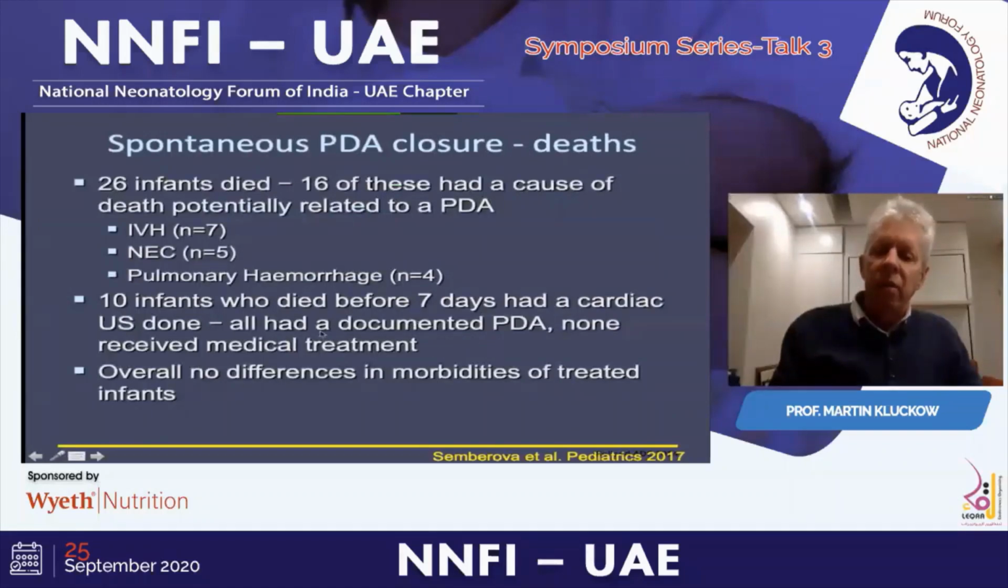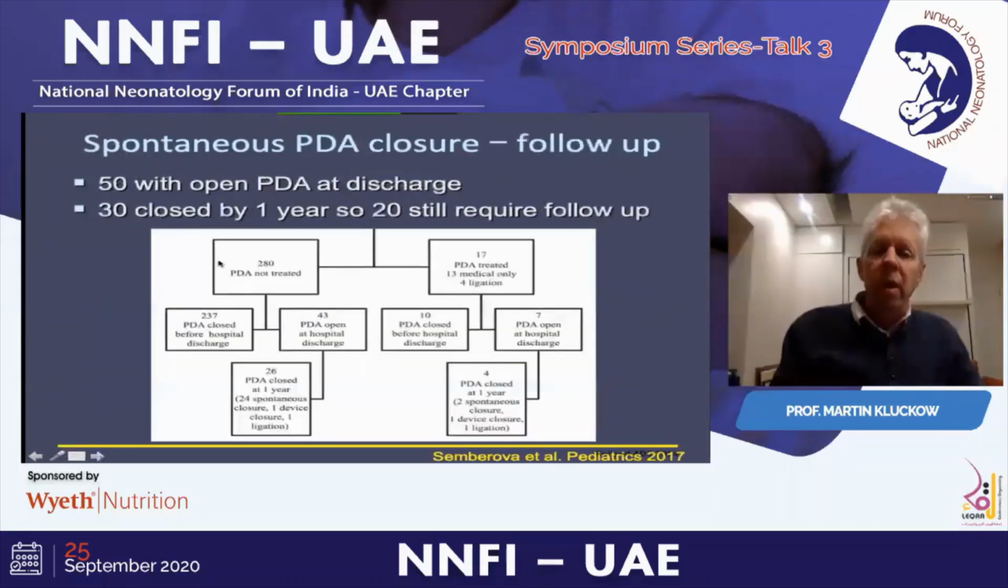None received treatment. So there is a cost potentially for not treating the PDA in terms of early death and complications. But overall, there were no difference otherwise in morbidities of treated infants. They had 50 babies open at discharge, and you can see that here's the end part of their flowchart. 280 babies not treated. 43 in this had open PDA at discharge. There were 17 treated, 7 of them open PDA at discharge, so a total of 50 open.